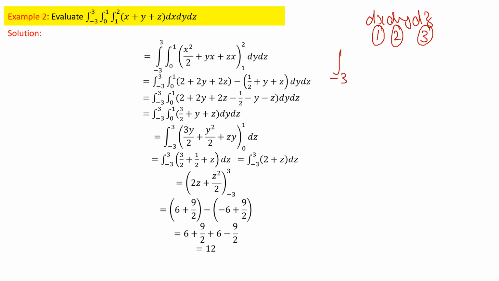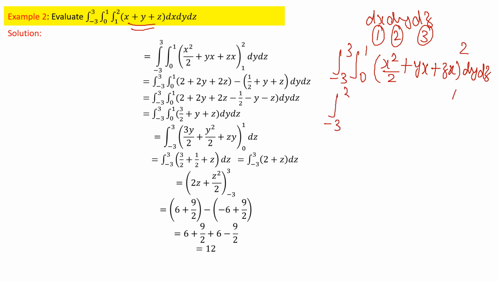So let me keep the outer integrals minus 3 to 3 and 0 to 1 as they are. Take the function. In the function we have x plus y plus z. Integration of x with respect to x will be x squared by 2, plus integration of y with respect to x will be yx, plus integration of z with respect to x will be zx, and then I have to keep the remaining differentials dy dz as they are between the limits 1 and 2. Then I have to substitute the upper limit 2, lower limit 1 in place of x. So we will get this one. This is for the upper limit minus, and this is for the lower limit.